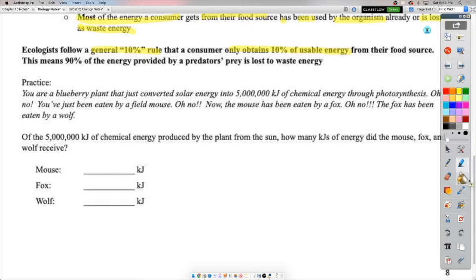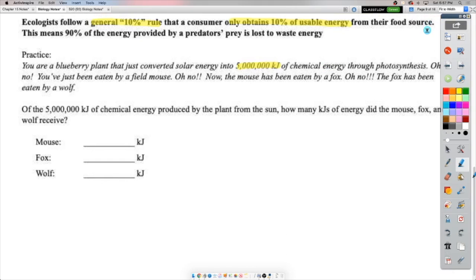So you are a blueberry plant that has just converted solar energy into 5 million kilojoules of chemical energy through photosynthesis. Oh no, you've been eaten by a mouse. Oh no, the mouse has been eaten by a fox. And oh no, the fox has been eaten by a wolf. So of the 5 million kilojoules of energy that the plant got from the sun, how many did the mouse, fox, and wolf receive?